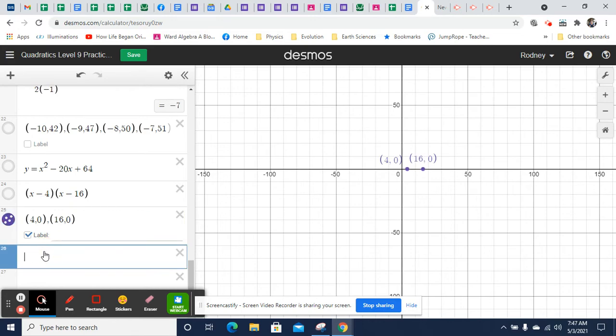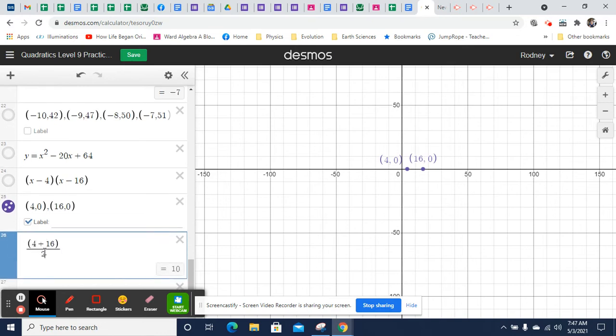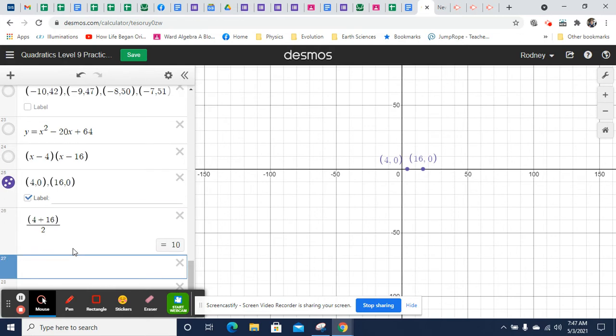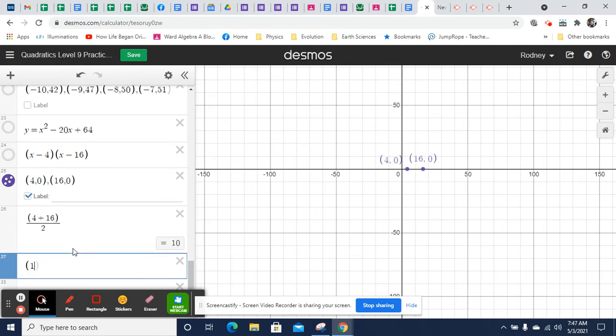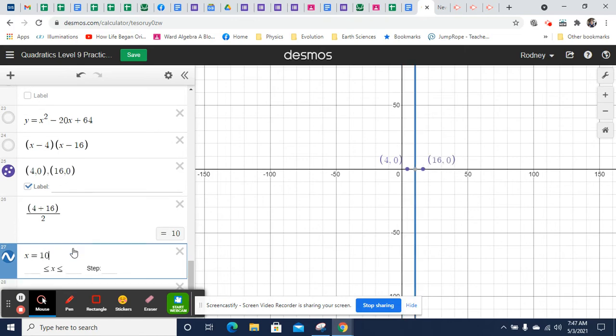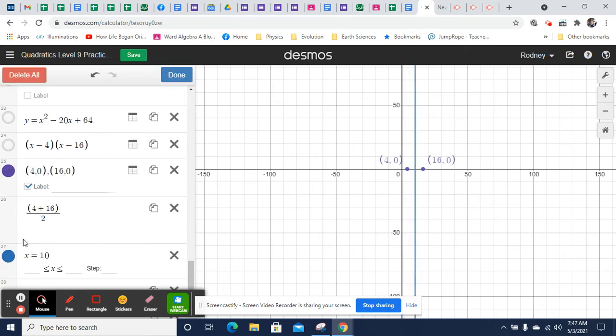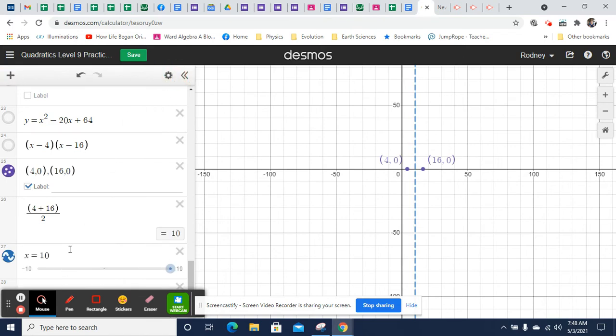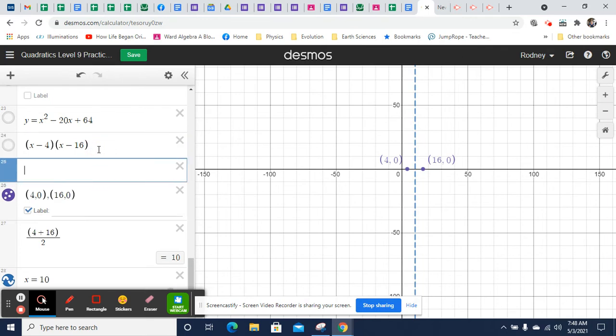And now I need a halfway point between 4 and 16. So just average 4 and 16. 4 plus 16 over 2 is going to be 10. So my x value will be 10. I'll make a vertical line, x equals 10, so we know that's the middle point of all of this. Make it dashed so we know it's not actually part of the equation. So now we know 10 is going to be the x value.